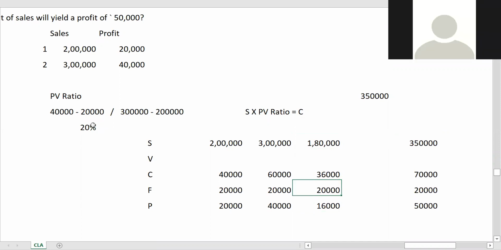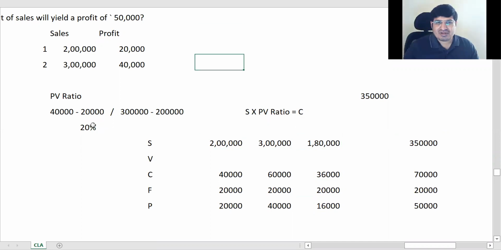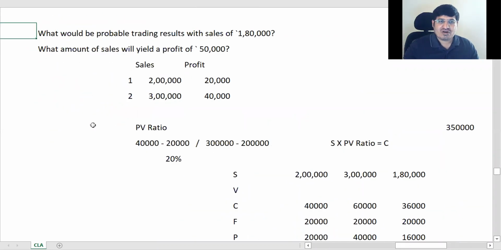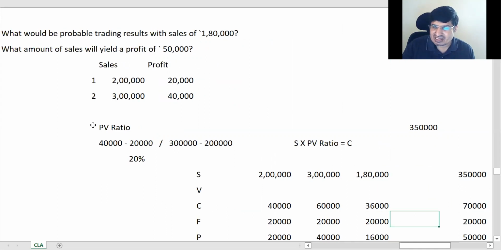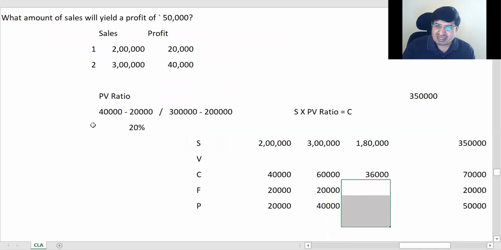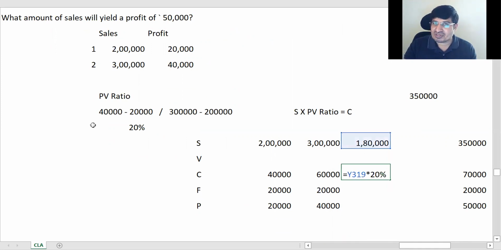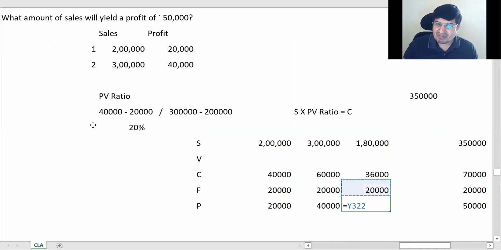Here, the problem asks what would be the probable trading results with sales of 1,80,000. So what I did is I already had sales. First thing is I did not have any of this, I only have sales. So I did sales into PV ratio, into 20%, and I got contribution. Now I already have fixed cost, right? Fixed cost is the same for all options. Now contribution minus fixed cost will give you the profit.